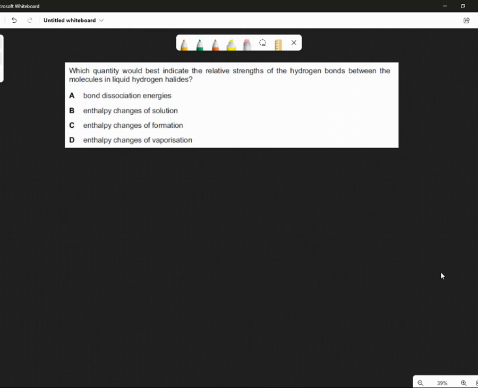Right. Which quantity would best indicate the relative strength of the hydrogen bonds between molecules? Okay. Does anyone want to answer this one?